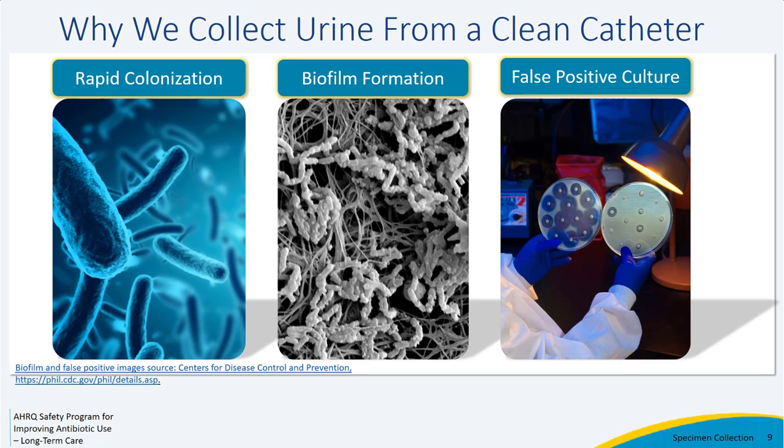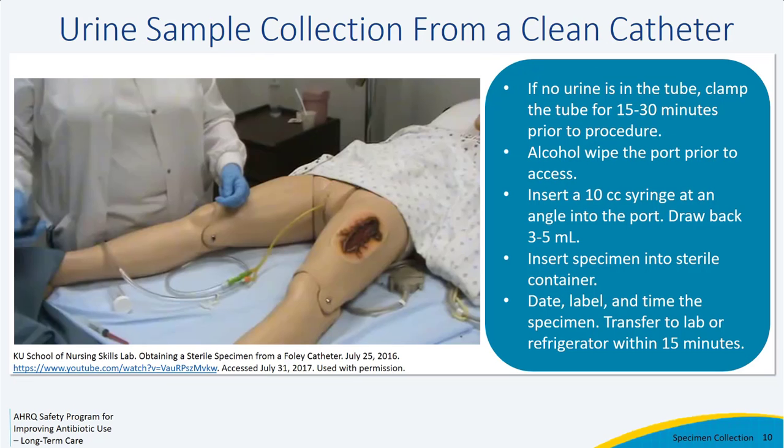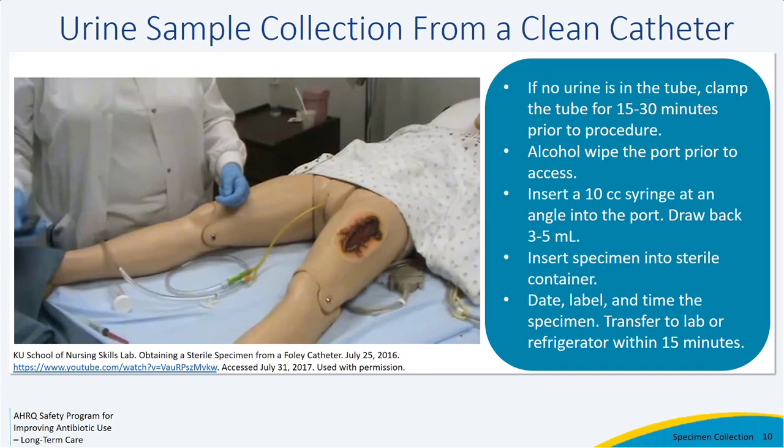3. False positive culture. A positive urine culture obtained from an indwelling urinary catheter may grow bacteria that came from the biofilm. Bacteria from the biofilm do not usually cause problems for the resident and are not necessarily representative of what is going on inside the bladder. Now, we will review a short video to describe the correct method to obtain a urine sample from a clean, newly placed catheter. It is acceptable to collect urine from the port of a freshly placed catheter, not from a catheter that has been in place for a long time. We recommend removing the catheter and placing a new catheter before obtaining the urine specimen.